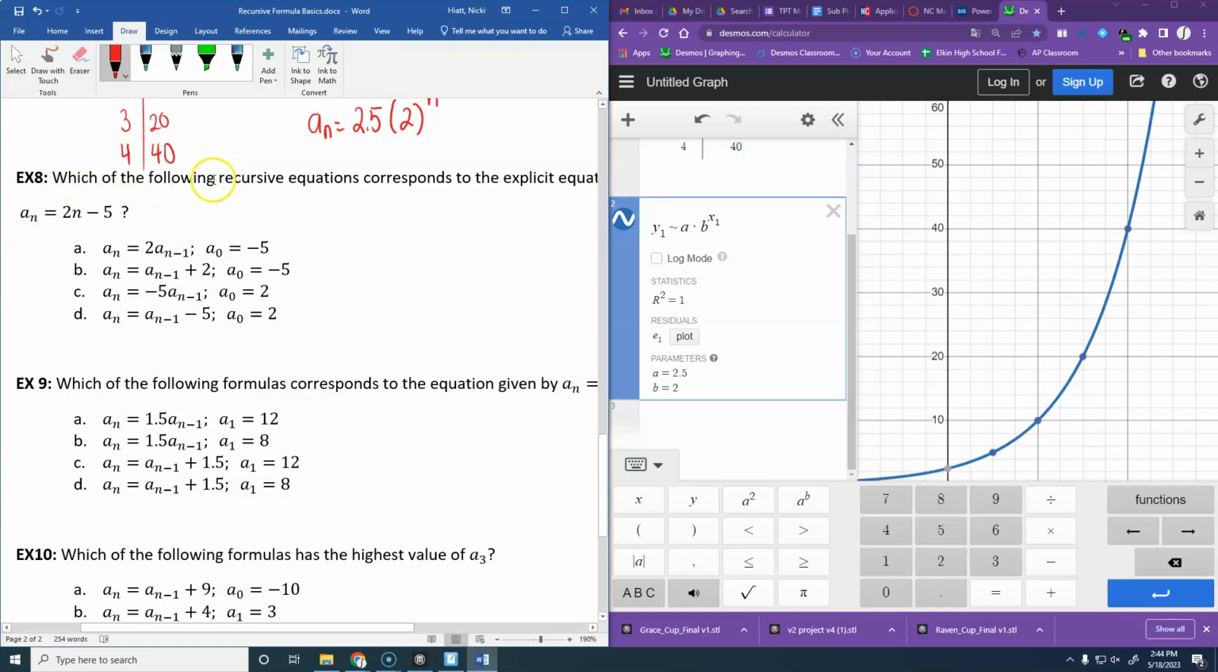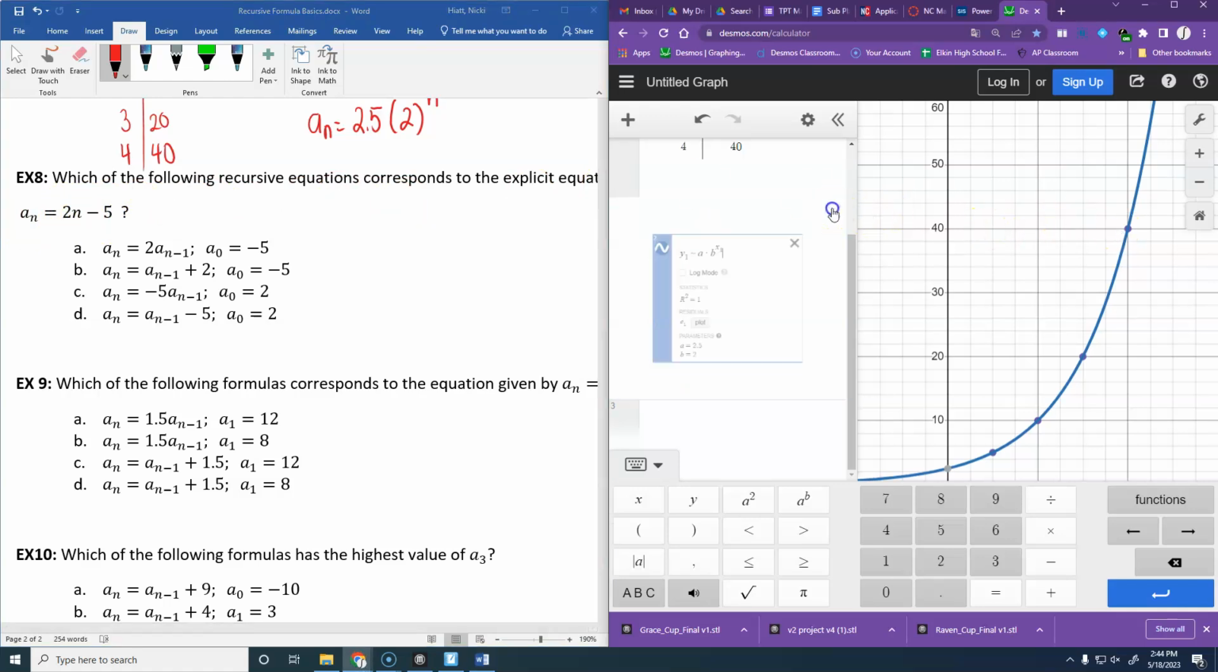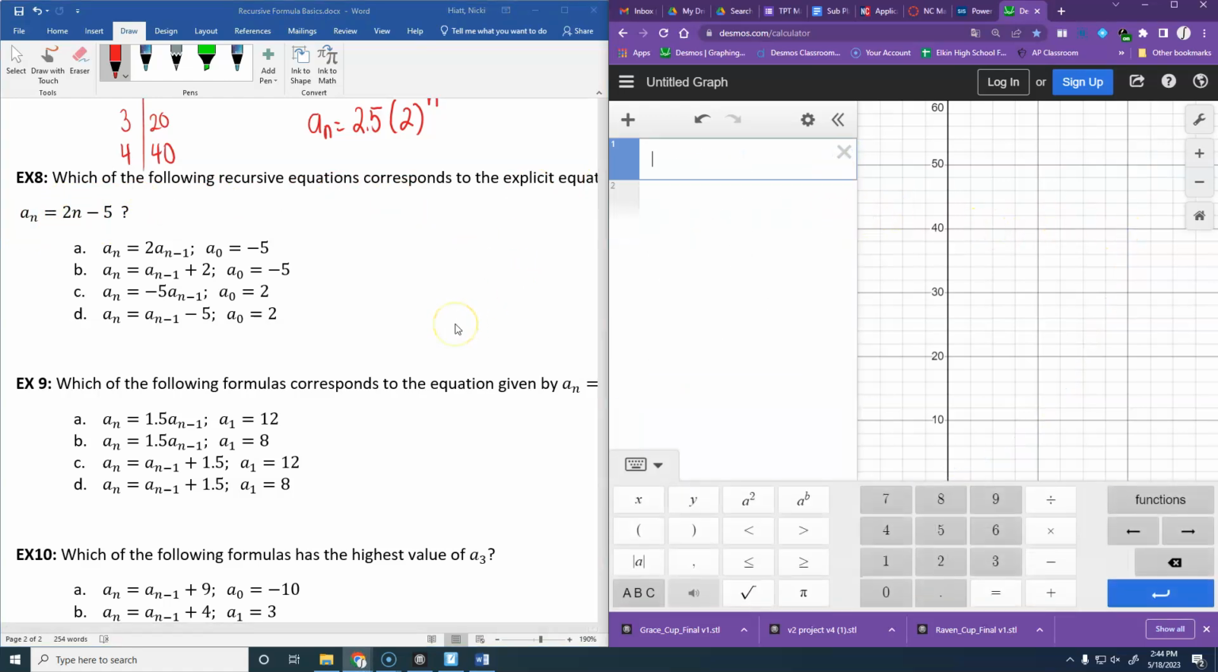Which of the following recursive equations corresponds to the explicit equation a sub n equals 2n minus 5? Okay? What do you think, Aiden? It could be C or D. Okay, why not? Because the y-intercept is -5. Okay, so that a sub 0 ends up being your y-intercept, right? Like your 0 term is 2 in that case. And this y-intercept is 5. So we could go ahead and throw these two out if we recognize that from the beginning.